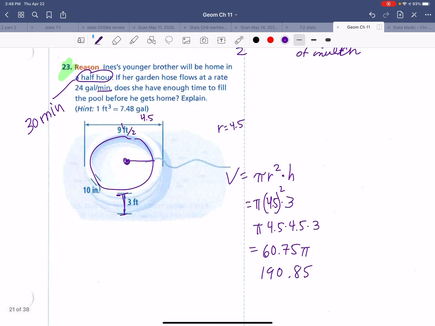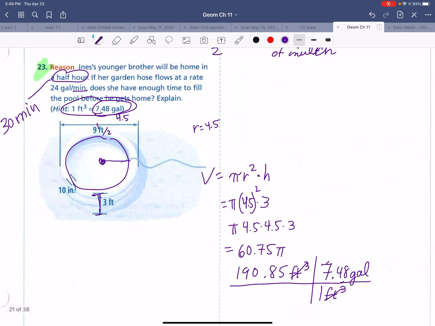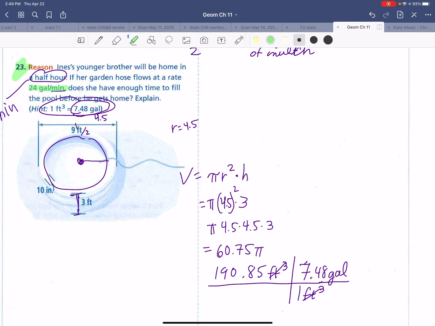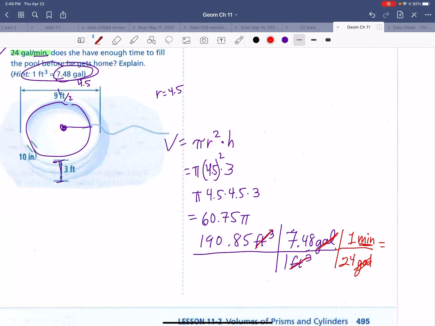Okay, so that's the volume in feet cubed, but notice they gave me a conversion here. So I want to get rid of feet cubed and cancel because I want my answer in minutes. So I can figure out that this is equivalent to 7.48 gallons. And now I'm going to use this conversion factor because I want to get rid of gallons, right? So I put 24 gallons is equivalent to 1 minute because that's my rate. And look, everything canceled except minutes, and that's my answer in minutes. So I'm going to multiply the numerators and divide by the denominator, 24.